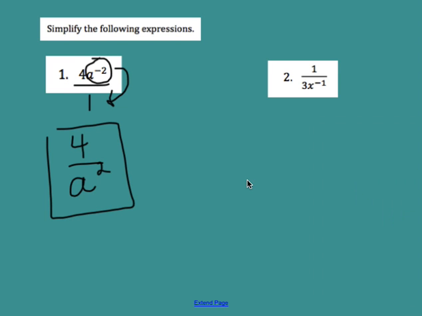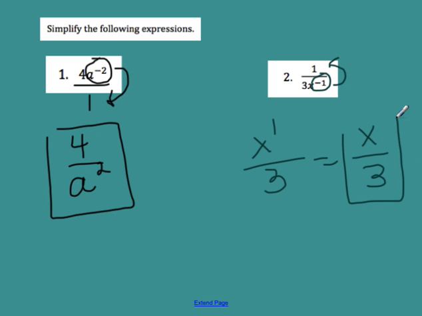Same thing with number 2. We're going to take this x to the negative 1 and we're going to flip it up top. That 3 is going to stay where it belongs. So I have x to the first divided by 3, which I really could just write as x divided by 3. Again, you're only flipping the thing that has the negative number, nothing else.